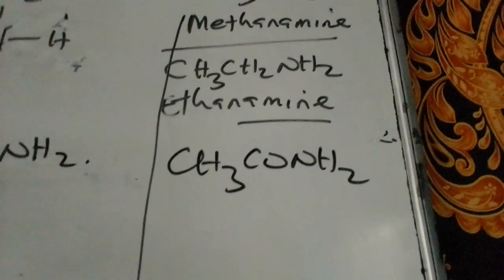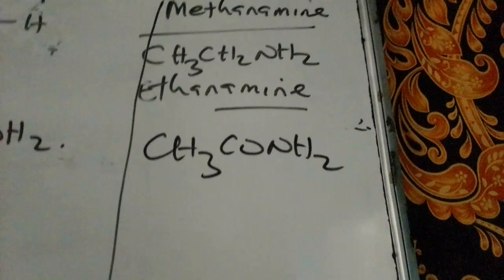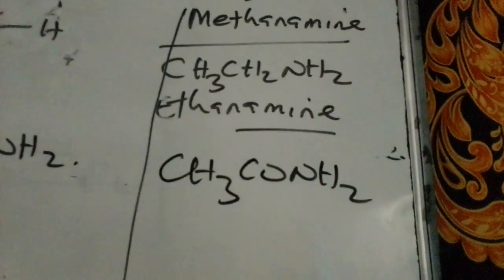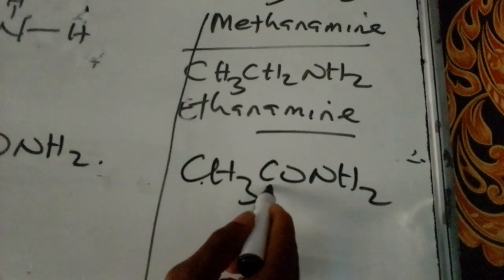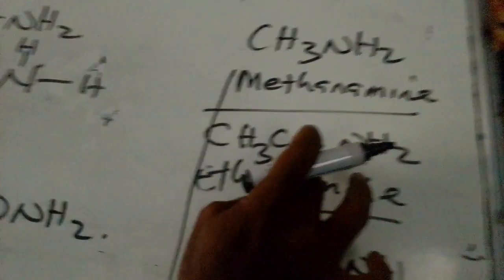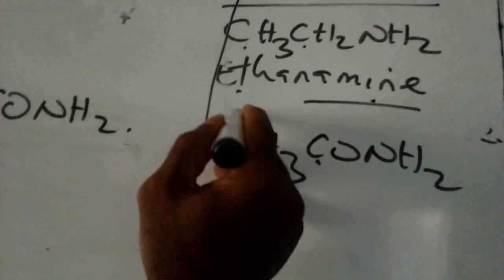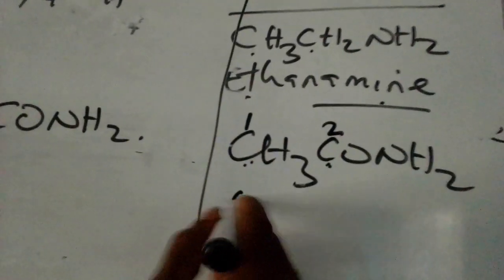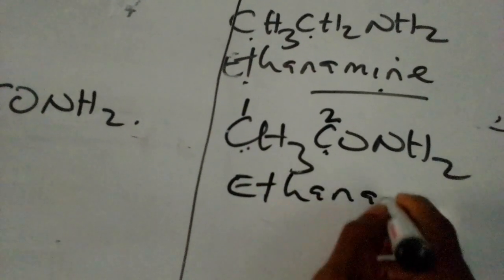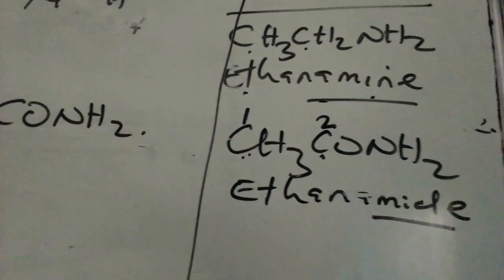So, how do we name amides? To name amides, the IUPAC nomenclature specifies that you have to count the carbon atoms. There are 2 carbon atoms, the same way we name alkanes. 2 carbon, ethane, so this is called ethanamide. Look at the difference: amide and then amine.